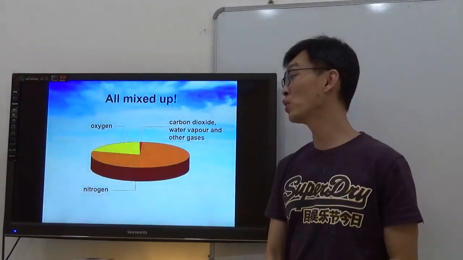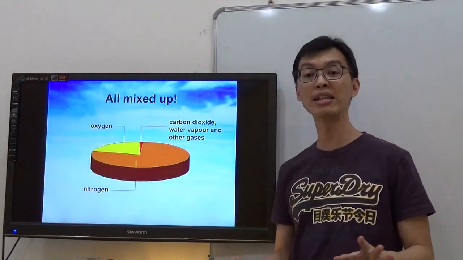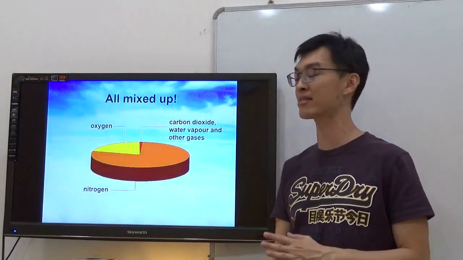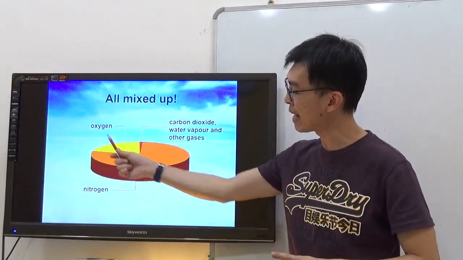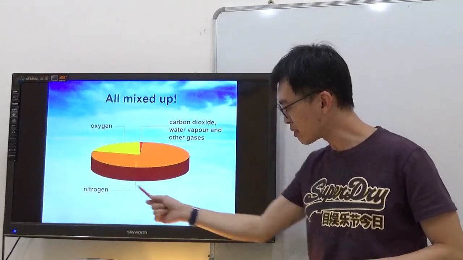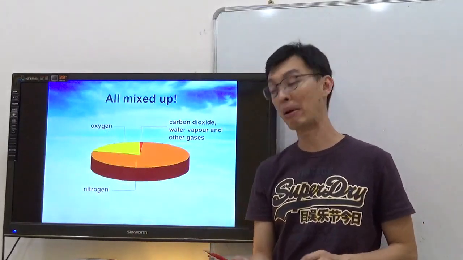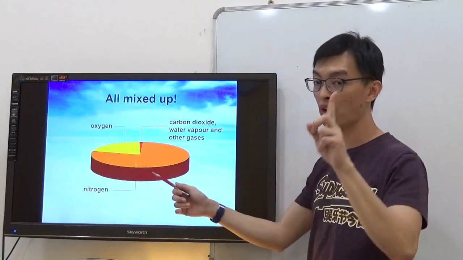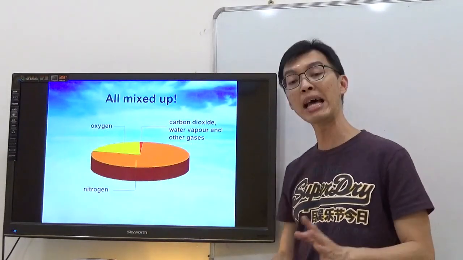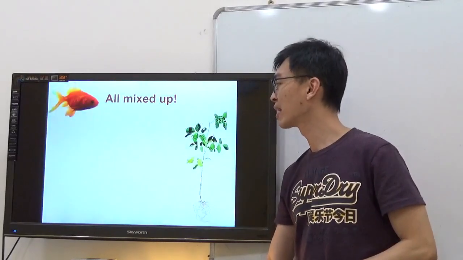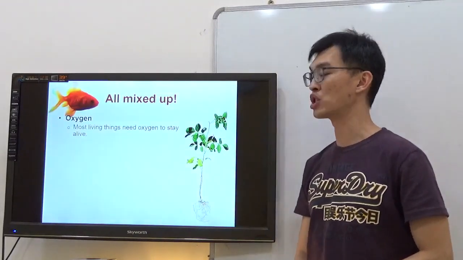Okay, let's continue with this pie chart. You learned this pie chart in P6. Now, a small portion, about 20%, is oxygen, about 79% is nitrogen, and of course 1% is your carbon dioxide, water vapor, and other gases. That makes up 100%.